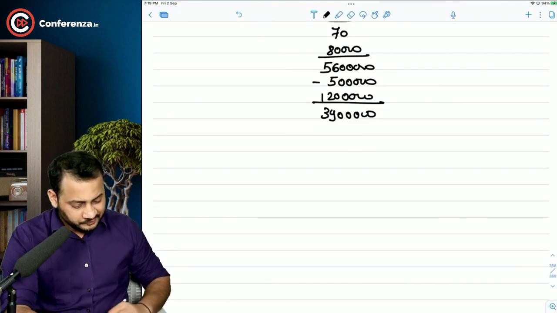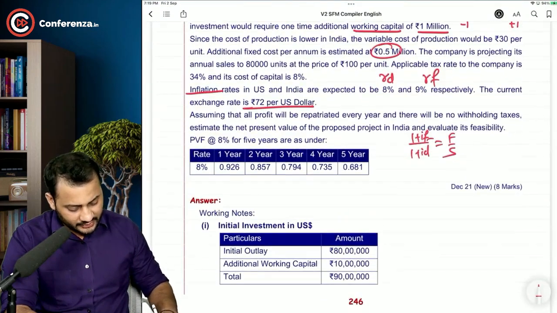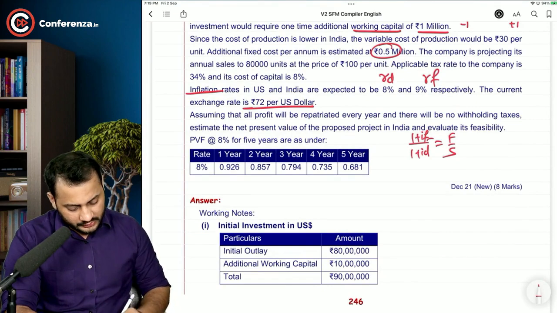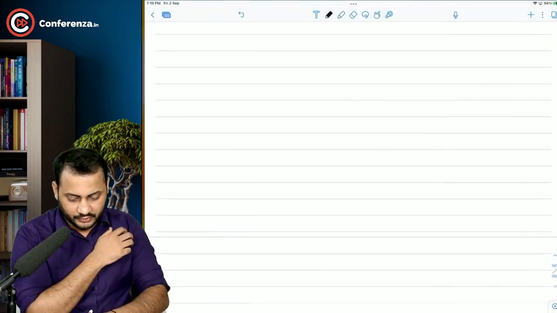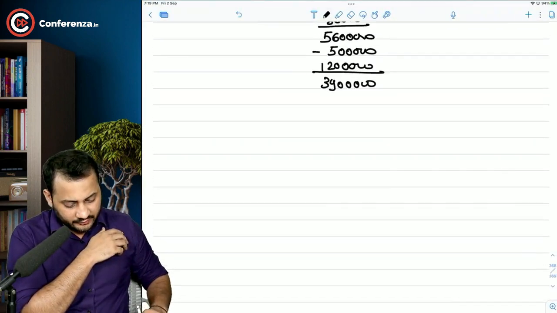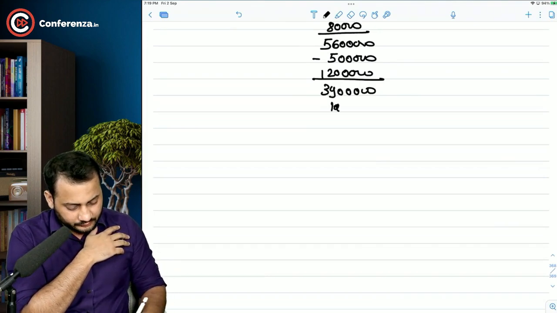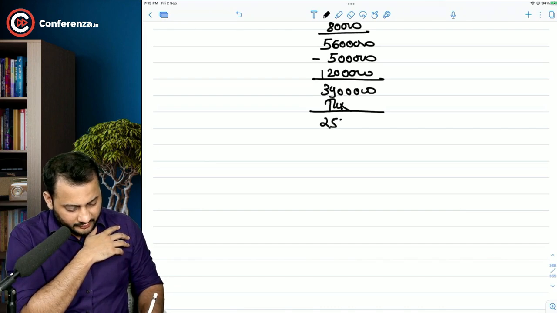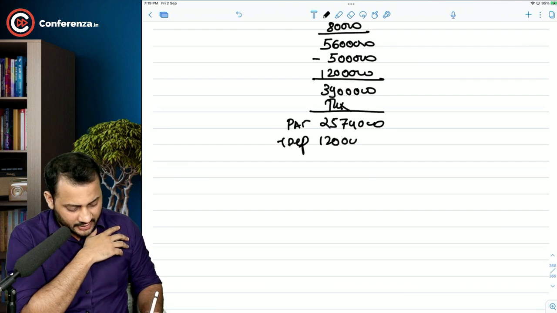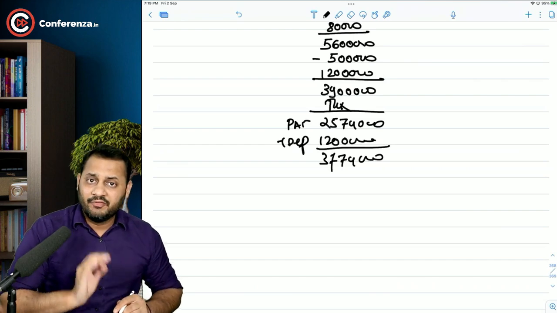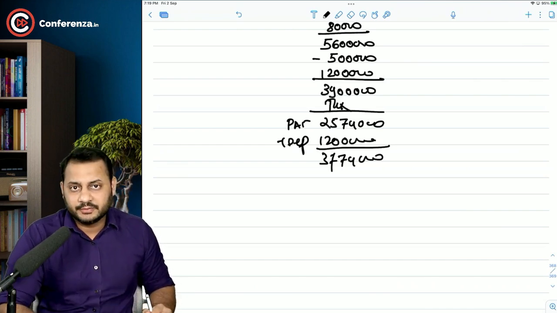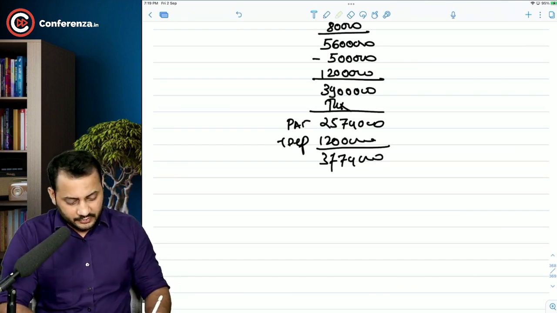Profit before tax. Then you are going to deduct the tax out of it, which comes to 34%. So less 34, that will give you around 25 lakh 74,000. And this is just profit after tax. You will add back depreciation in that, which was 12 lakh rupees further. So this is 37 lakh 74,000 every year for the next 5 years. Okay. So this is the cash flow.